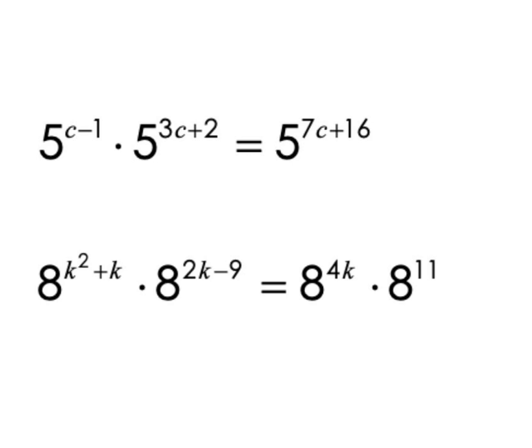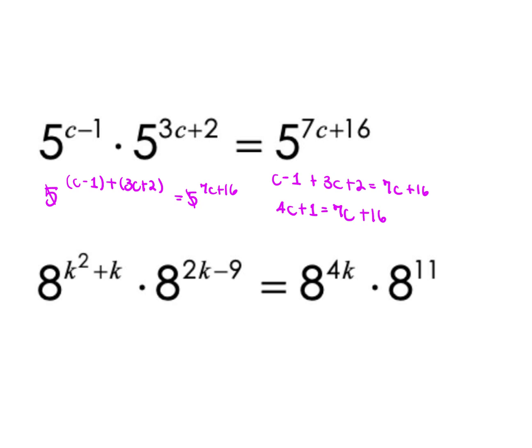Here we have 5 to the c minus 1 power times 5 to the 3c plus 2 power equals 5 to the 7c plus 16 power. So remember, to combine these, we're going to do 5, and it's going to be c minus 1 plus 3c plus 2. And that's going to equal 5 to the 7c plus 16. These will cancel. We'll have c minus 1 plus 3c plus 2 equals 7c plus 16.